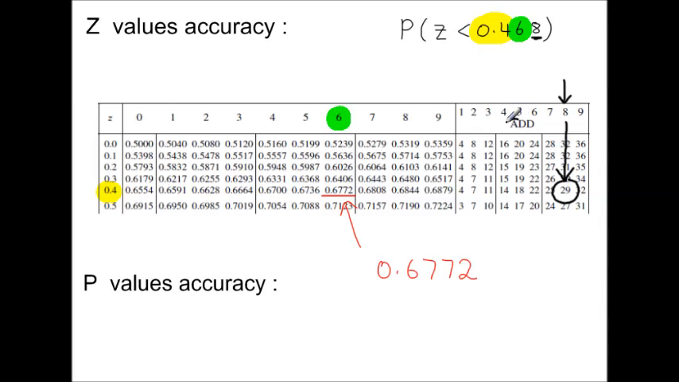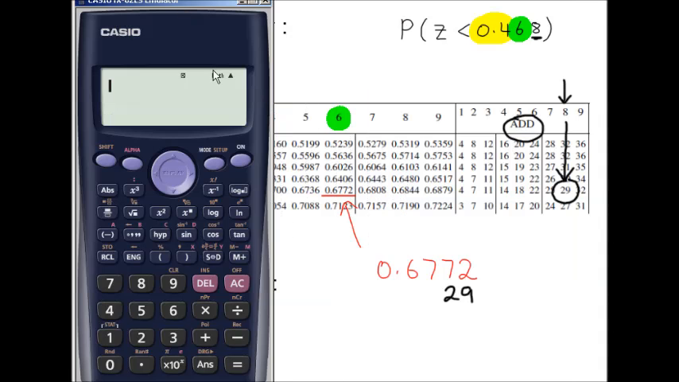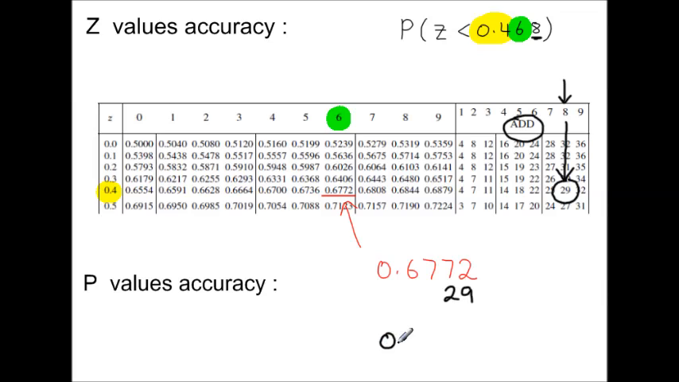And it's telling you to add that value to this. So what you're doing is this. We've got 6772 plus 29, 6801. So 0.6801. This is the probability. That's the answer to that question.